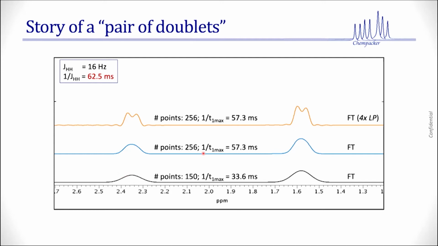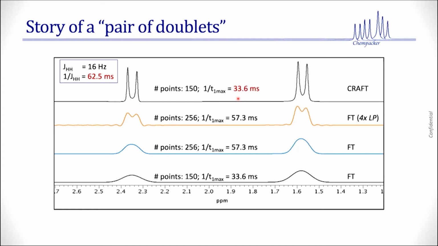And if you have 256 points, it is still close, but not quite. It gives you almost a singlet. But we have several tricks in our Fourier transform bag. I can do a 4 times linear prediction, and then I say, aha, I found this. I'm able to splice that out. I can get that doublet with 256 increments. That happens to be only 57 millisecond, much less than 1 over J. Except if you do this in time domain, that's the result you get.